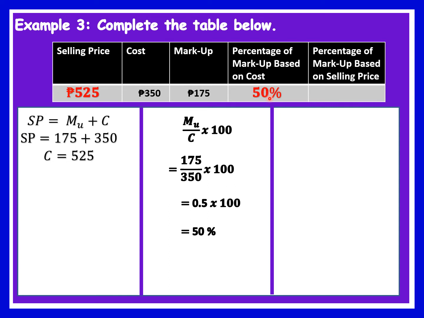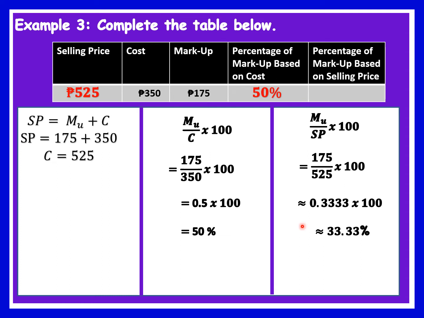So this is 50%. And next, for the percentage of markup based on selling price, we will use M sub U over SP times 100. Our M sub U is 175. Our SP is 525. Then substitute, that will be 175 over 525 times 100. Then divide these two numbers. That will be almost equal to 0.3333 times 100. And in percent, that will become 33.33%. So this is 33.33%.